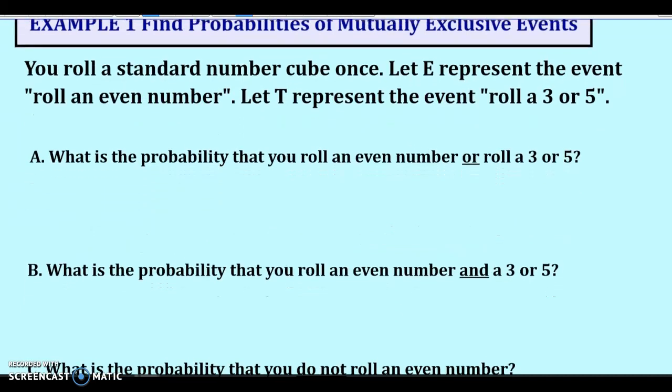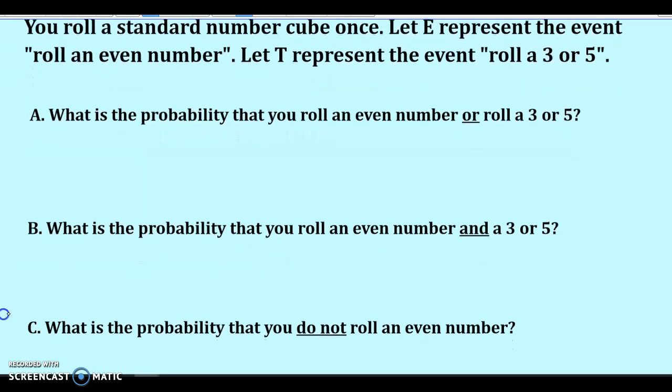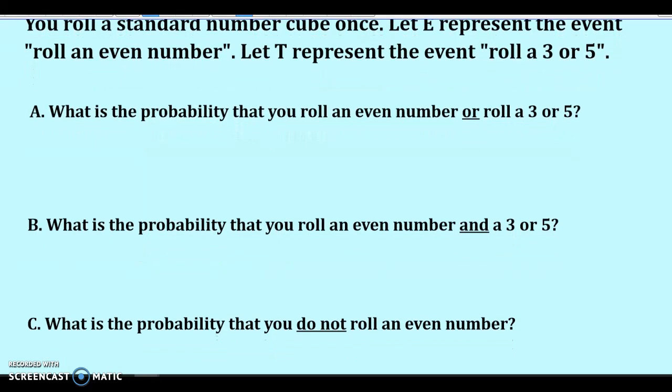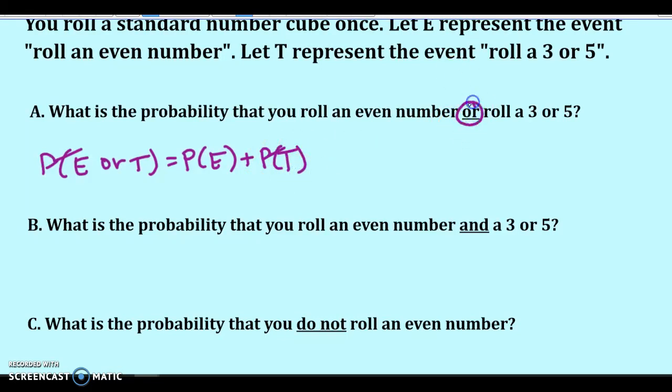So if you look at some examples, it says you roll a number cube. That would just be like a standard dice of 6 sides. Let E represent the event, roll an even number, and let T represent the event, roll a 3 or a 5. If I want to find the probability of getting an even number or a 3 or a 5, that is the same as saying I'm taking the probability of event E plus the probability of event T. So anytime you see this or, you're doing some addition.